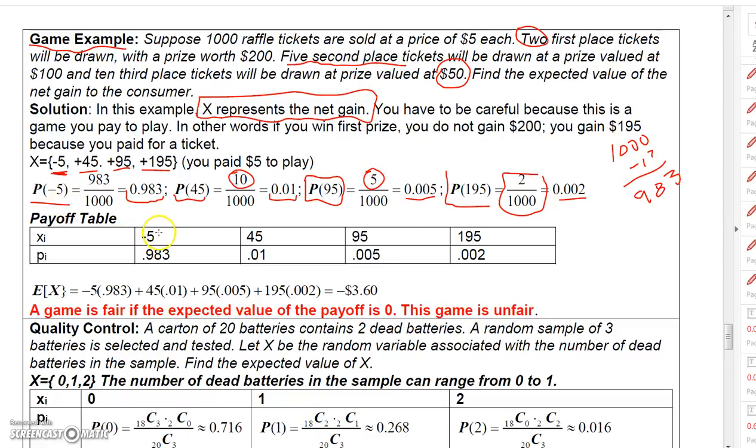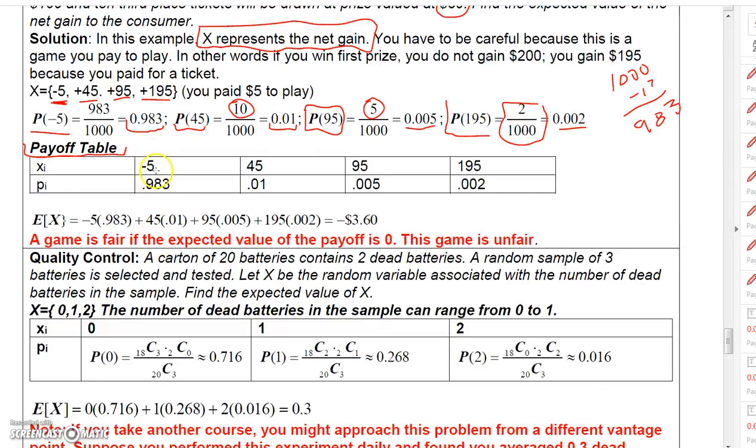Now that we know the probabilities of these 4 net gains, we can put it in a probability distribution table, but with games we call this a payoff table, and we can find the probable payoff. So if you multiply -5 times 0.983, and then 45 times 0.01, and then 95 times 0.005, and then 195 times 0.002, and add those together, you get -$3.60.